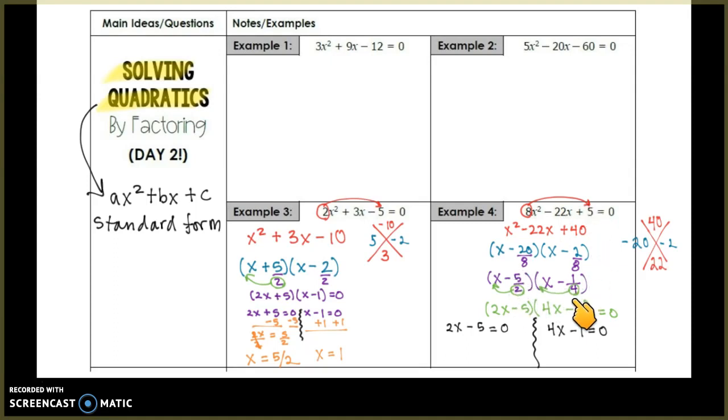And the fractions reduce, but that's not our answer because we have to slide that 2 over and slide that 4 over just like before. And so these are my two factors. And again, I want you to solve those and see if you can tell me what the solutions are.